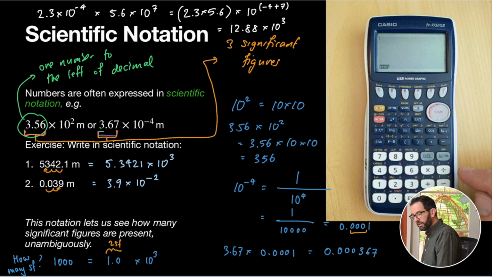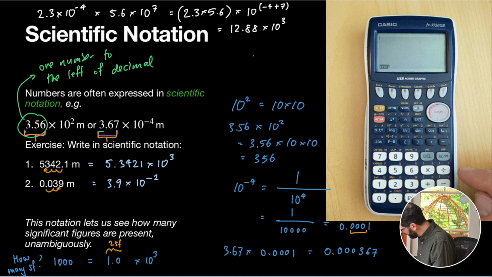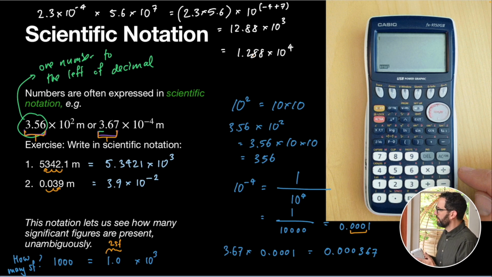And this is not quite in scientific notation because I've got 2 digits to the left of my decimal point, so that will also be, more correctly, 1.288 times 10 to the power of 4. We've moved the decimal place left by one spot, so we need to increase that power of 10 by 1.